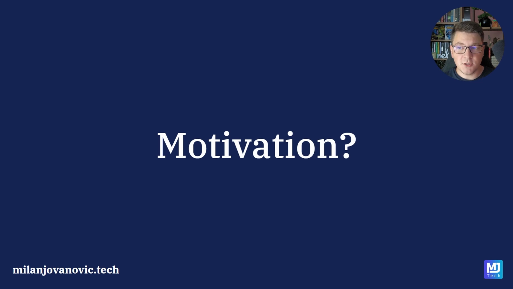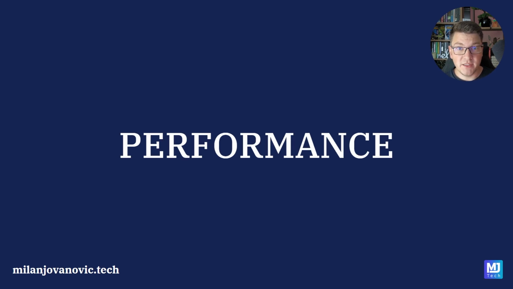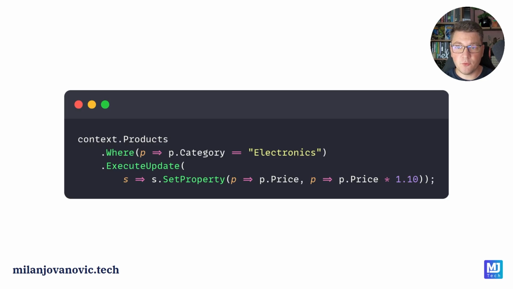So what was the motivation for adding these new APIs? Because we can already do something similar with existing EF Core functionalities. Well, the answer to this question is performance, because these new APIs are more efficient when updating or deleting a large set of data.